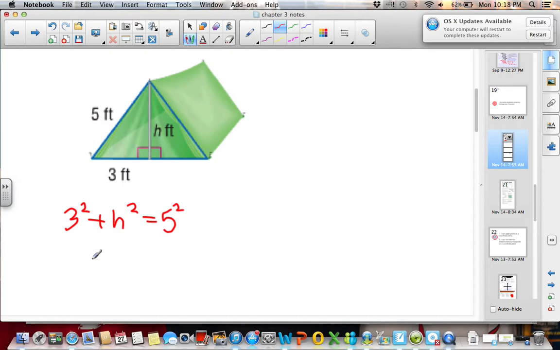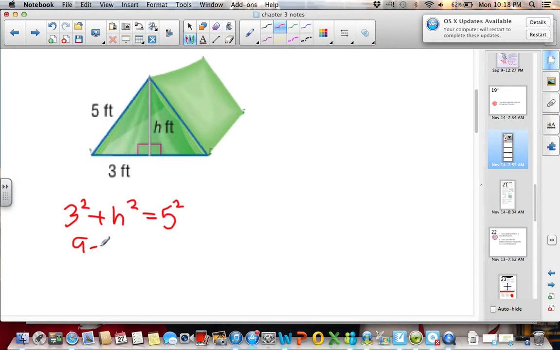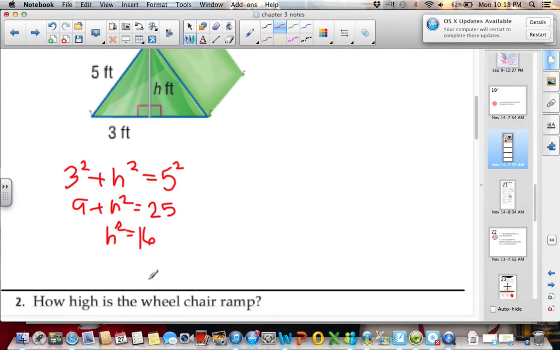So then we have 3 squared is 9 plus h squared equals 25. Remember, we need to subtract 9 from both sides. So then we have h squared equals 16. And then we take the square root of both sides, because the square root cancels out our square, so we're left with h equals 4 feet.